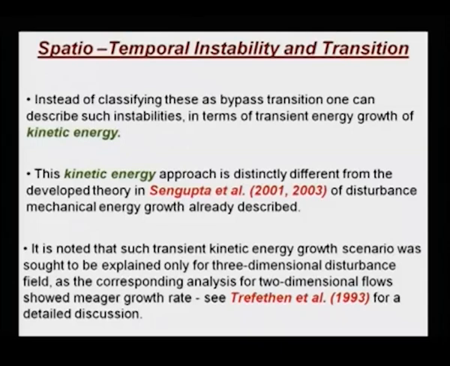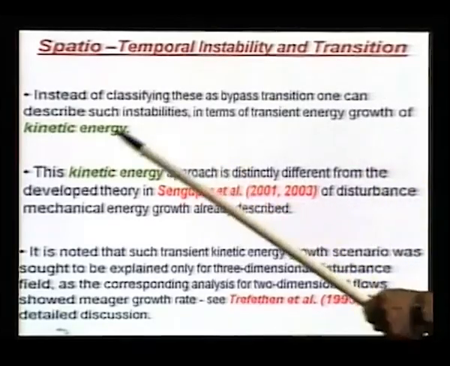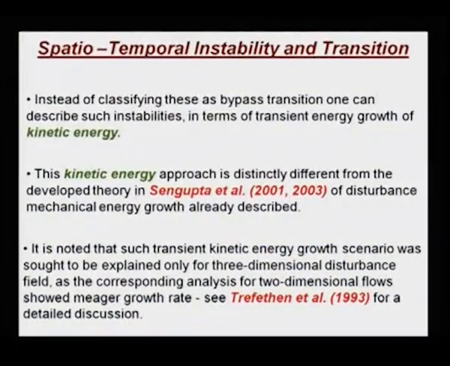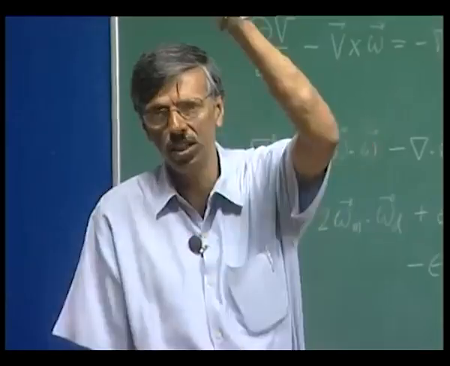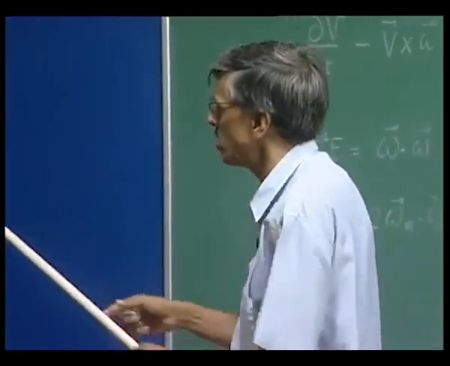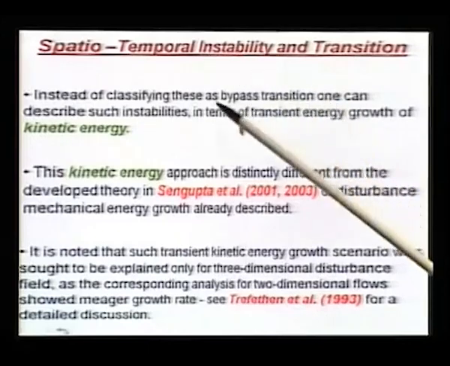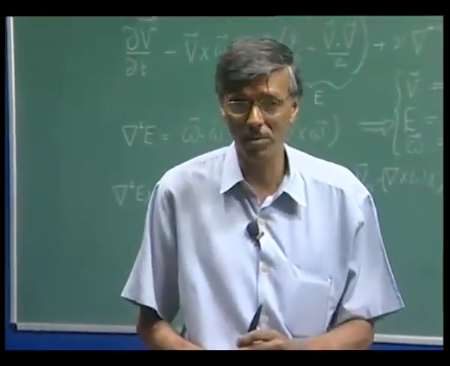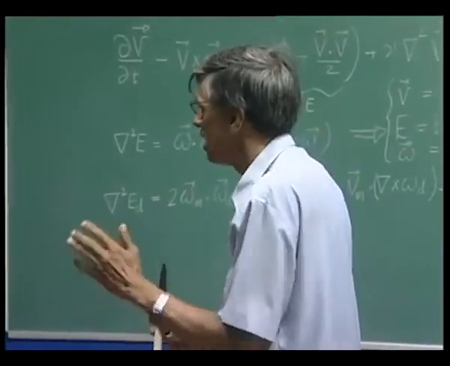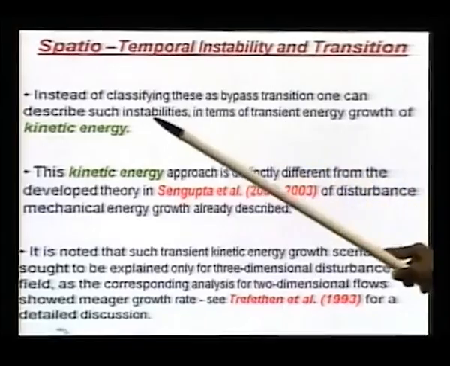What people have tried to basically follow in those approaches was that they looked at the kinetic energy of the flow field and saw how this kinetic energy changes with time. And if you see a large initial transient growth, that is what prompted them to call those kinds of phenomena bypass transition. So, this is not a sustained phenomenon. This is just a transient growth of kinetic energy.